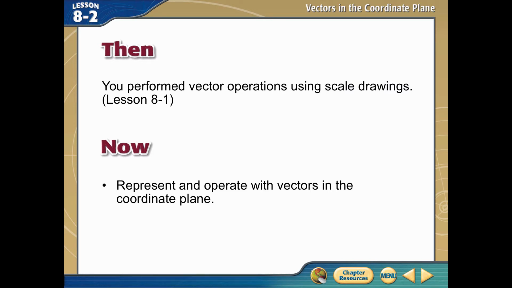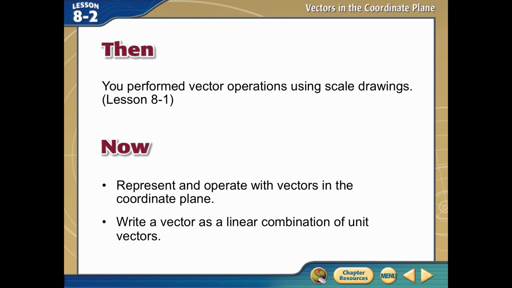So what we're going to do in this section is represent and operate vectors in a coordinate plane. And a coordinate plane would be the Cartesian coordinate system, x and y's. So we have an initial point, which is a point, a terminal point, which is a point, and then there are a couple of different ways to represent that in terms of x and y. So it makes it fairly simple. And there are two different ways to express the vectors that we're going to do in this section: component form and linear combination.